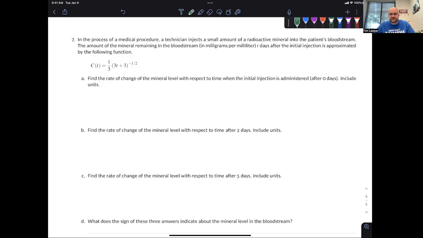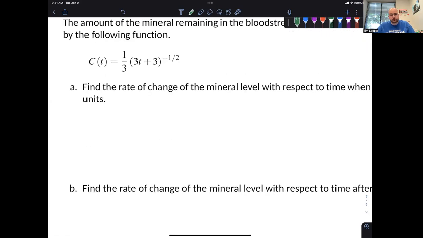Hello, everyone. In this video, we're going to look at question number 7. It says, in the process of a medical procedure, a technician injects a small amount of a radioactive material into the patient's bloodstream. The amount of the material remaining in the bloodstream in milligrams per milliliter T days after the initial injection is approximated by the following function. C of T equals 1/3 (3T plus 3) to the negative 1/2 power.